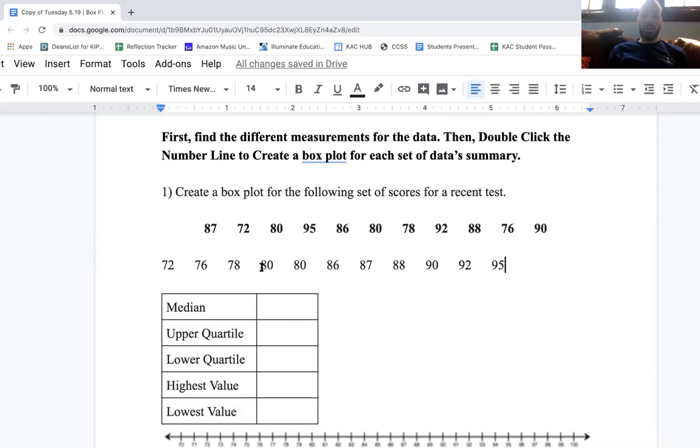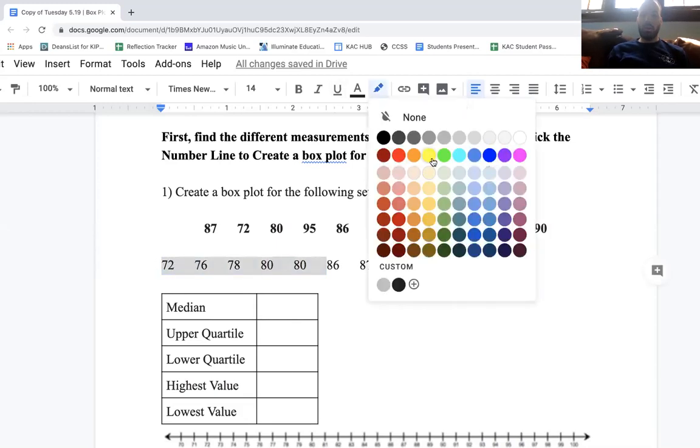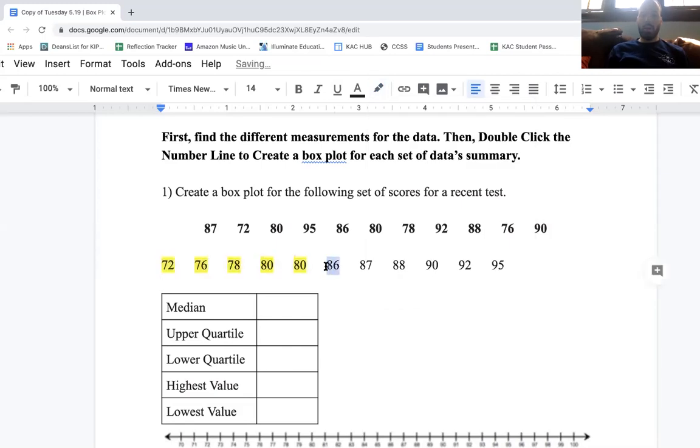There's 1, 2, 3, 4, 5 here. I'm going to highlight them and make them just yellow. Middle is the 6th one. And then there's 1, 2, 3, 4, 5 on this side.